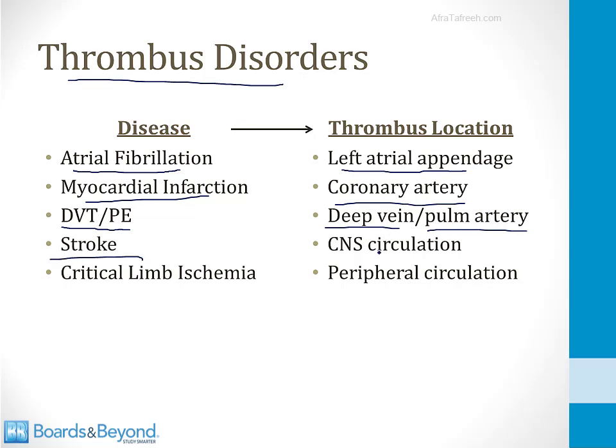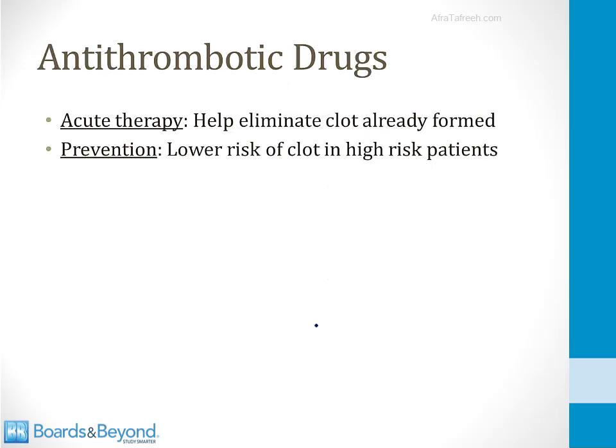A stroke is a blood clot in the central nervous system circulation, and critical limb ischemia is a blood clot in the peripheral circulation, usually to the leg, causing a decrease in blood flow. So in all of these disorders, antithrombotic drugs are used for treatment.